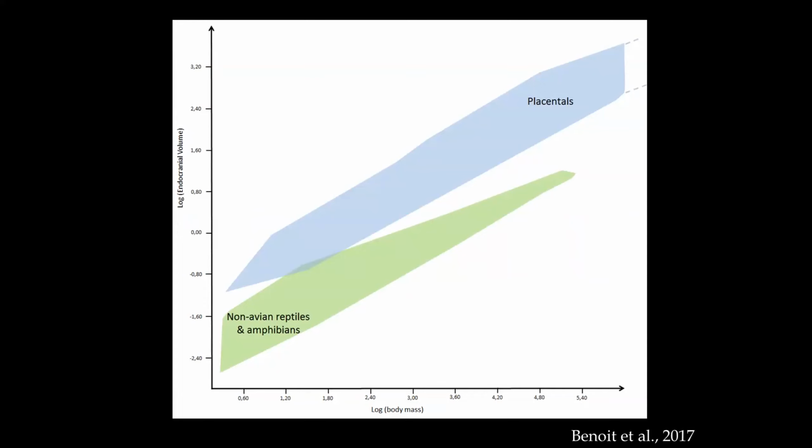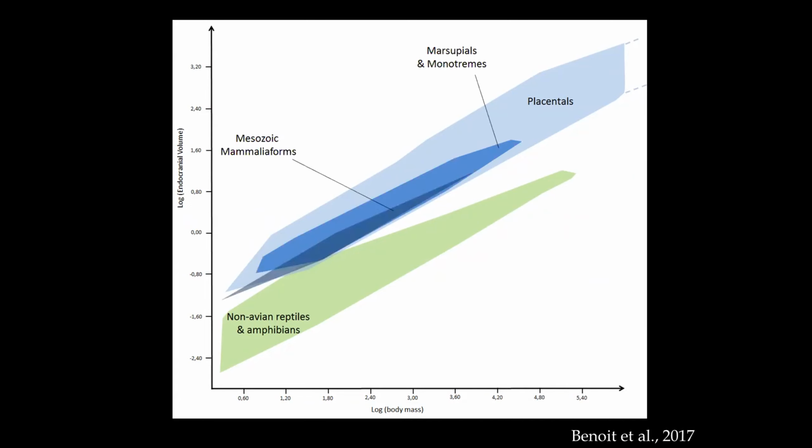So overall, the evolution of the brain in mammal-like reptiles is very interesting. If you follow brain size, here you can definitely separate placental mammals and non-avian reptiles and amphibians on that plot of body mass against endocranial volume. But then what's interesting in that plot is when you add marsupials and monotremes, and then if you add Mesozoic mammals, you get progressively closer to the non-avian reptiles. And then if you add our cynodonts to the mix, the cynodonts give you a very nice transitional buffer between your reptiles and your placentals.